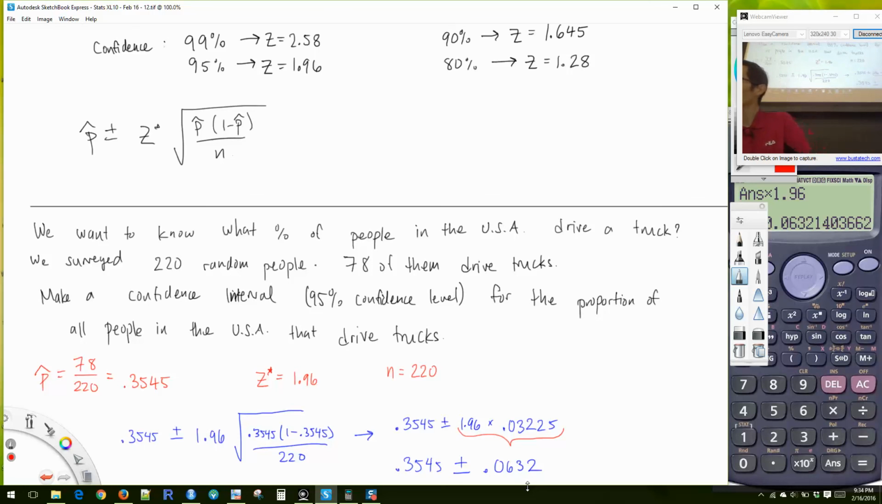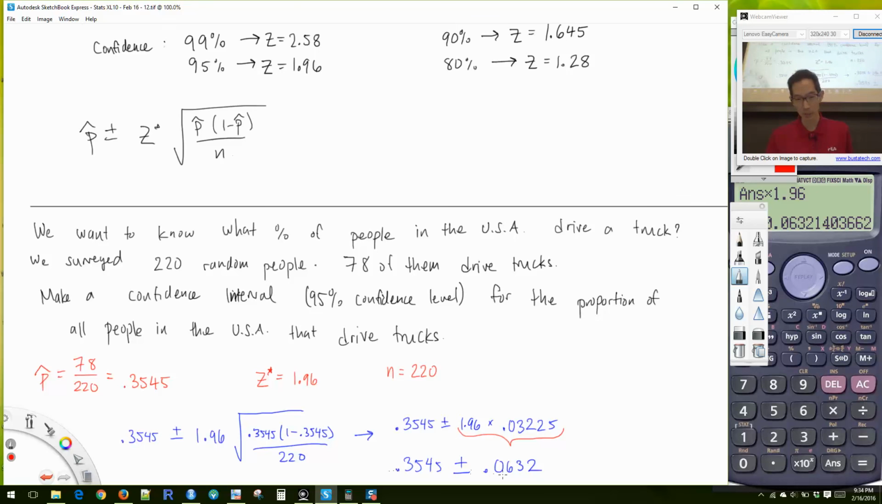Yes? For the Z, where did the 1.96 come from? I said there were 4 numbers that you're going to have to memorize or write down. And it just says if you want 95% confidence, the Z that you're going to use is 1.96. It's just the rule of making these confidence intervals. They're based on the normal distribution, but this is what we got.